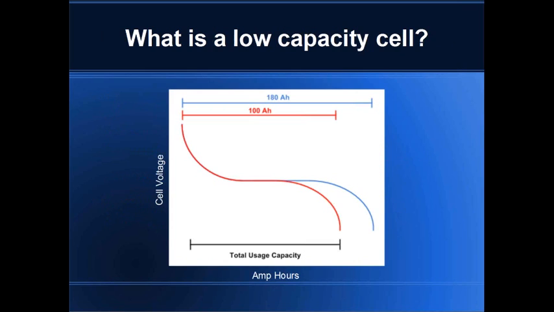So here's a quick example of what a low capacity cell looks like. Pretty straightforward. There are two cells on this graph, a red and a blue cell. They're balanced up at the top, and as you discharge, the red cell drops off before the blue cell does. You have to stop discharging the battery pack at the moment that the red cell reaches its minimum voltage, and because of that, the pack capacity is restricted to the capacity of the lowest cell.